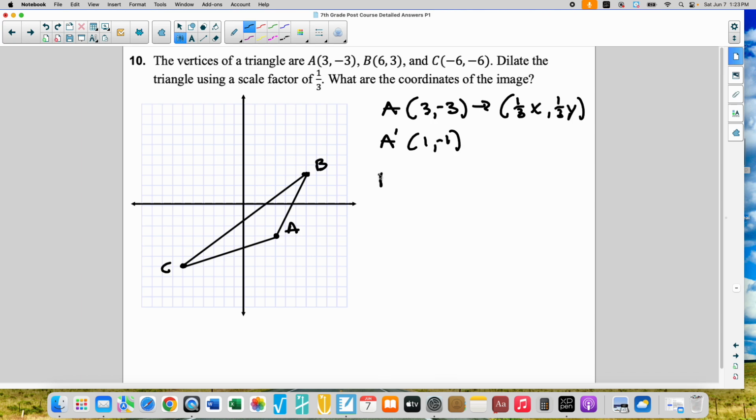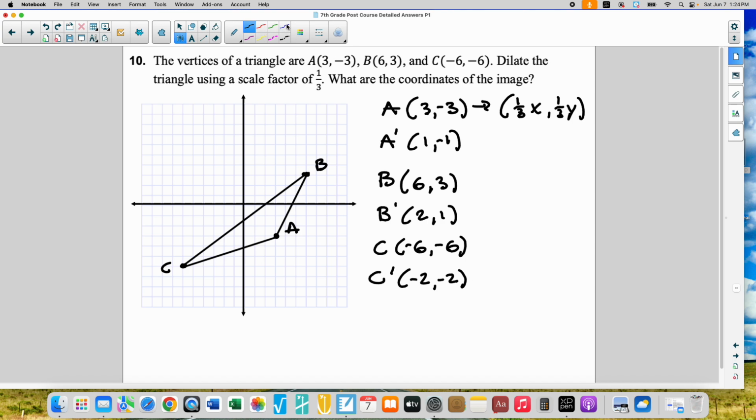If B is 6, 3, then B prime is going to be 2, comma 1, and C is -6, -6. C prime is going to be -2, -2. And now we can draw those.